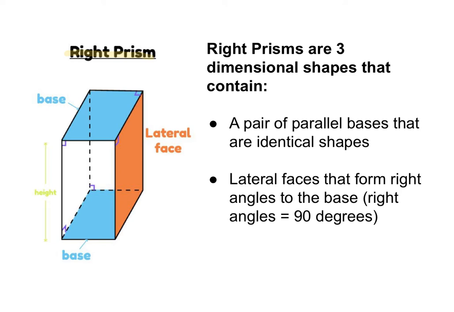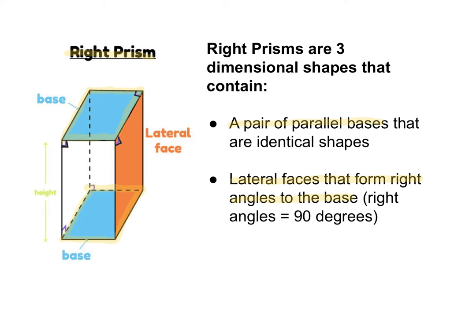So right prisms are three-dimensional shapes that contain a pair of parallel bases. In this case, what we're looking at is a rectangular prism, and our bases, here's one right here, and here's another down here. And these are parallel in that they will never touch, ever. Then they have lateral faces that form right angles to the base. This is why they are called right prisms. Right angles are our 90-degree angles. They are designated by these little boxes right here.